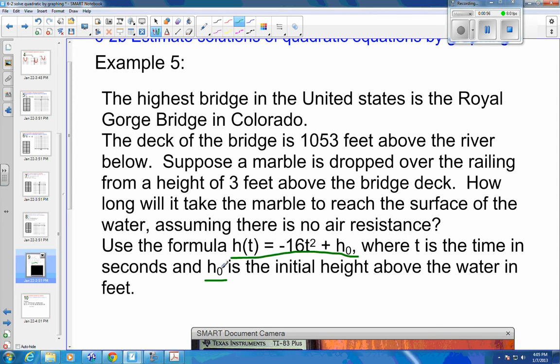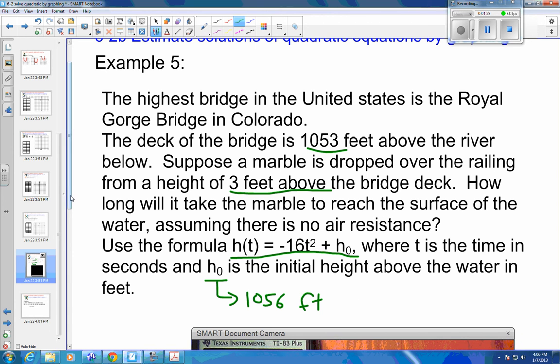H sub 0 would be the starting point, and we call that naught. So that's kind of a new vocabulary word for you. So H naught is our starting height. So we can figure out our H naught real quickly. We know that the bridge is 1,053 feet above the river, and that the railing from the height of 3 feet above that. So our H naught is going to be 1056, and that's feet.